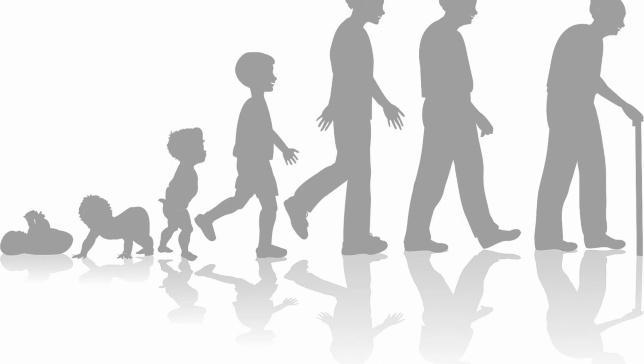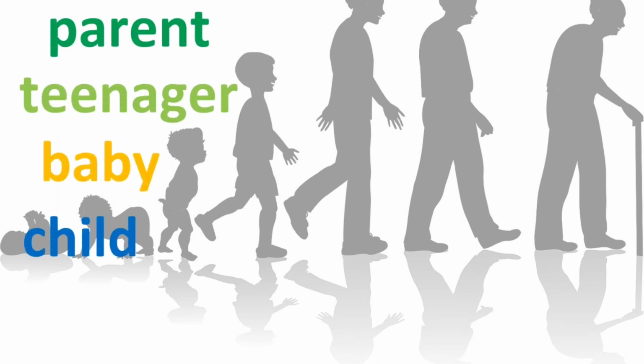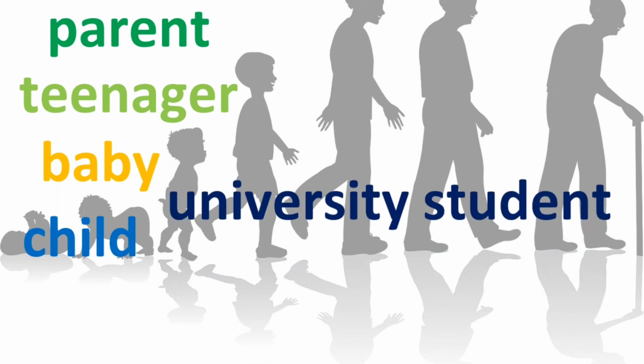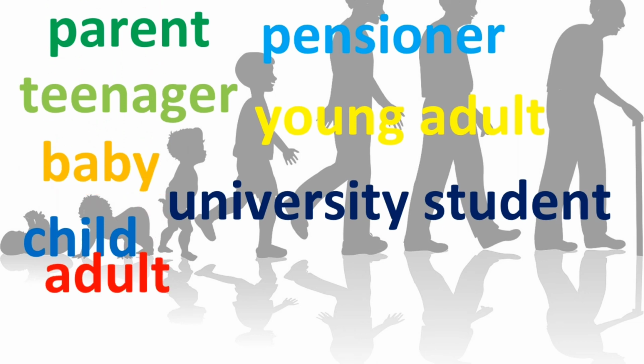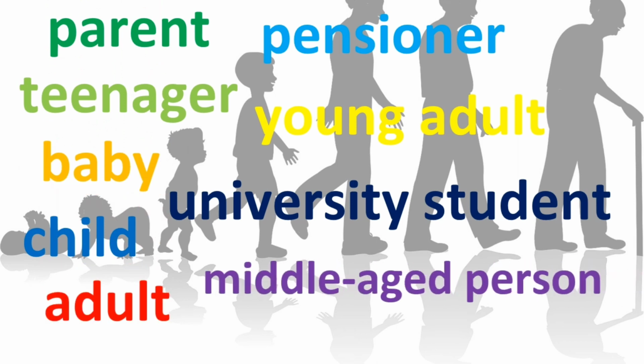Fortunately, you have learned 4 words before from the previous pictures. They are parent, teenager, baby, and child. And there are more like university student, and then pensioner, and then young adult, and middle-aged person. There are some more words actually, but for today, we're only going to learn these 9 words.